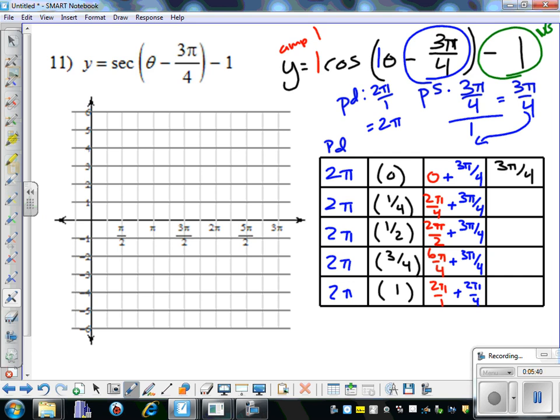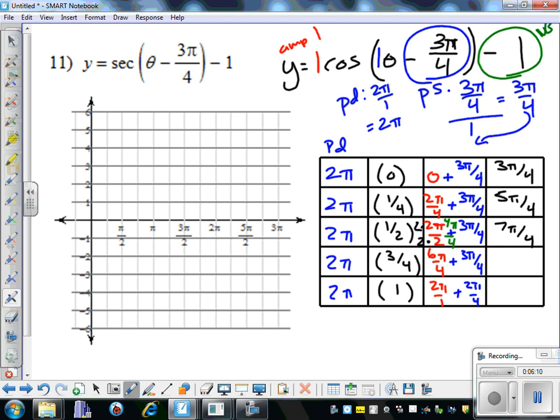I have a common denominator here, so 2 plus 3 gives me 5 pi divided by 4. I do not have common denominators here with 2 pi over 2 plus 3 pi over 4. So if I multiply 2 pi over 2 by 2, that gives me 4 pi over 4. And now I can add, because I have a common denominator, so I'm going to get 7 pi divided by 4.